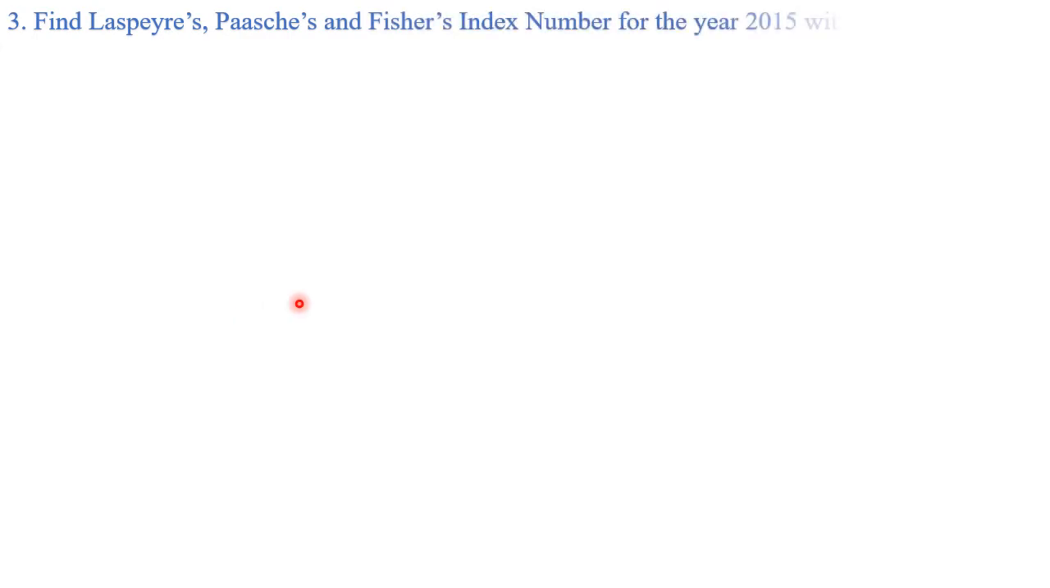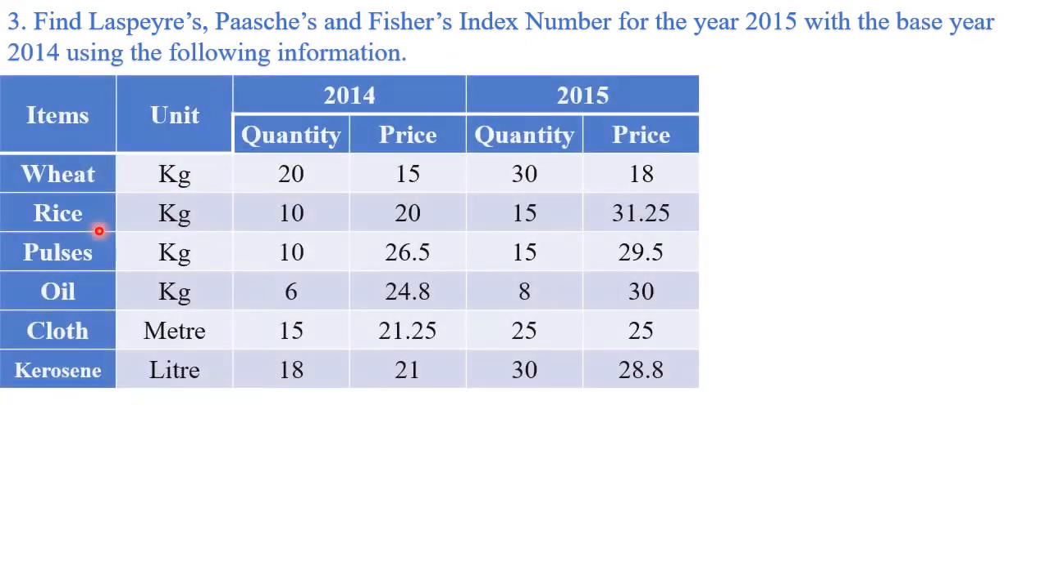In question number 3, we have the year 2015 with the base year 2014. The data is given and we have to use that data to calculate the Laspeyres, Paasche's and Fisher's index numbers. Now this is the data given in the question. We have the items wheat, rice, pulses, oil, cloth and kerosene. Wheat in kg, rice in kg, pulses in kg, oil in kg, cloth in meters and kerosene in liters. All are pretty simple units. We can basically just ignore the units for now.